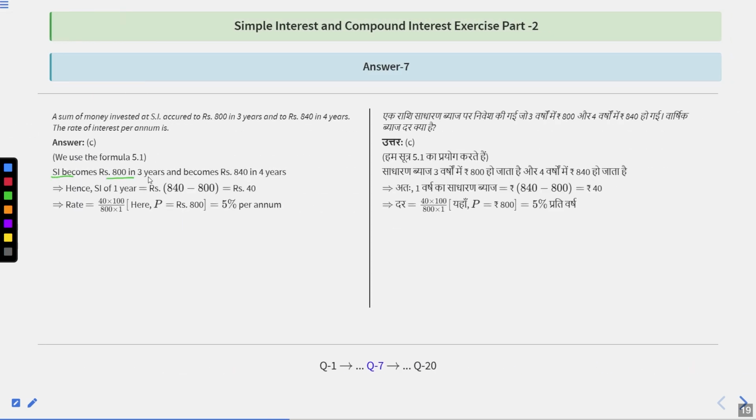The amount becomes 800 in 3 years and becomes 840 in 4 years. So it means the simple interest of 1 year will be 40 rupees, 840 minus 800. So we know that simple interest is always calculated on the principal amount. Clear? So what will be the rate of interest? We use the formula SI equals PRT upon 100. So we need to calculate R. So R will become 40 multiplied by 100 upon 800 into 1, for 1 year. So we get 5% per annum. C is the correct answer.